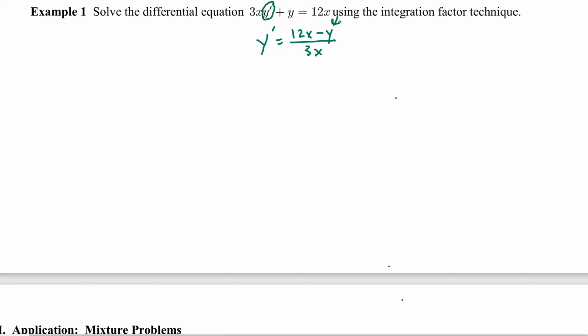The second thing I would try would be to separate variables. But because in the numerator we have a difference of a function of x and y, not a product, we would be unable to solve it by separation of variables as well.